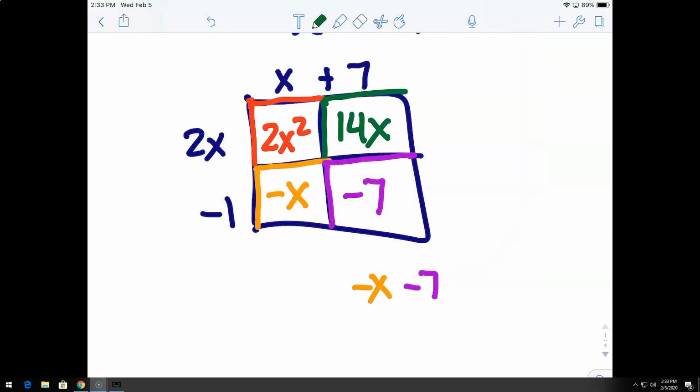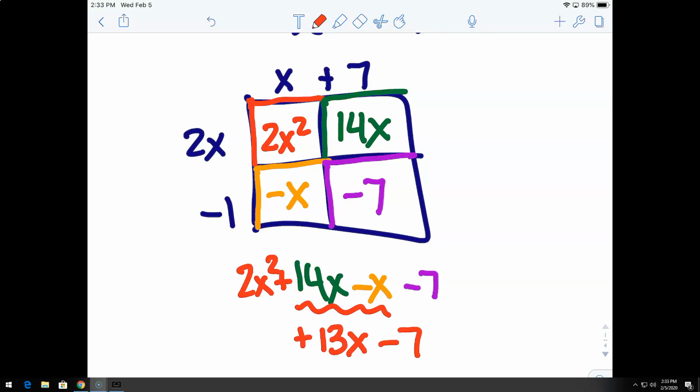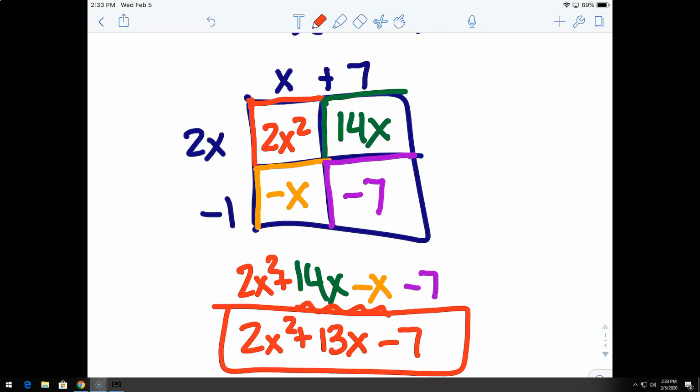I'm writing backwards just because it's a little easier for me to find my colors that way. But most people would write this as the 2x squared plus the 14x minus the x minus the 7. Okay, so they would do it in that order. 2x squared stays by itself. The 14x minus x becomes 13x minus 7. That's my final answer. Notice that this is in that standard form we're looking for.